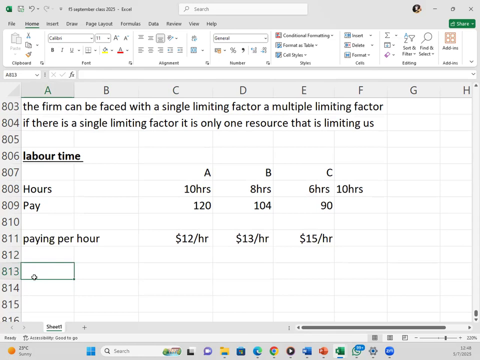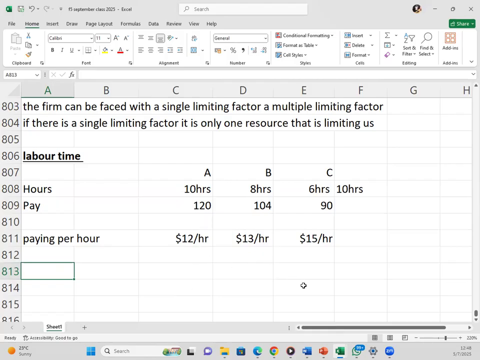As a rational person who would want to maximize benefit, you'd choose to go and work for C first. You use your 6 hours working for C. Then you will still have an additional 4 hours, which you can use for B. And you choose not to go for A.